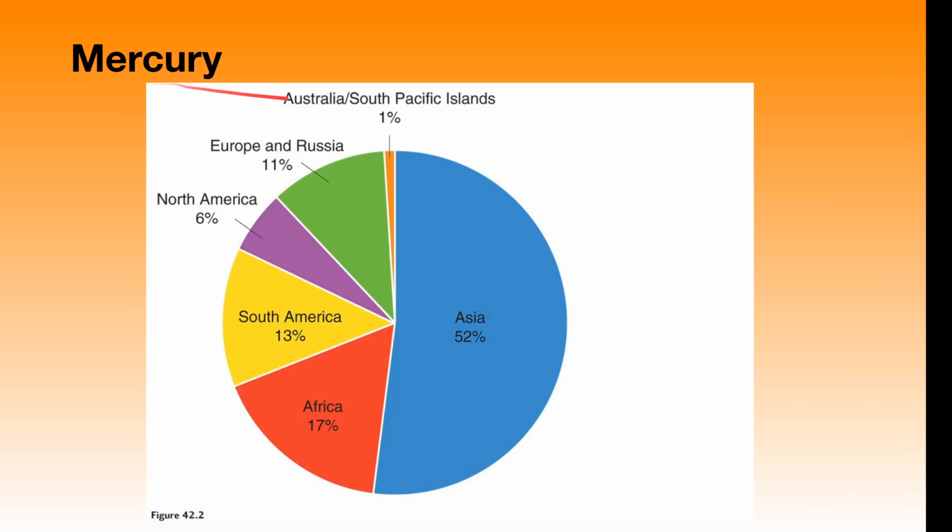Right, we look at mercury and its concentration around the world. Asia has most of it in its soils. North America has actually very, very little of it in our environment. So what's a good thing for us?